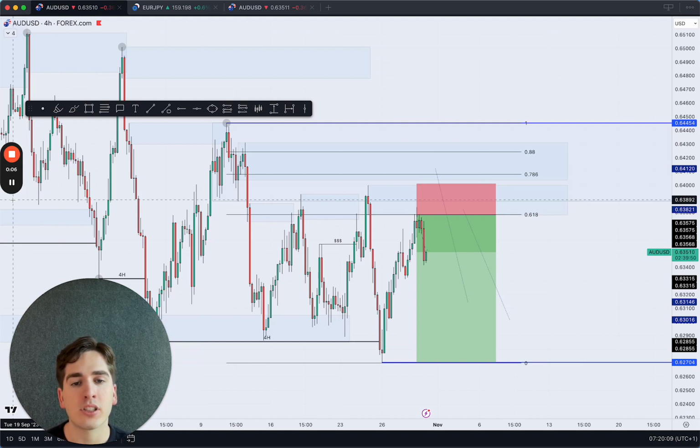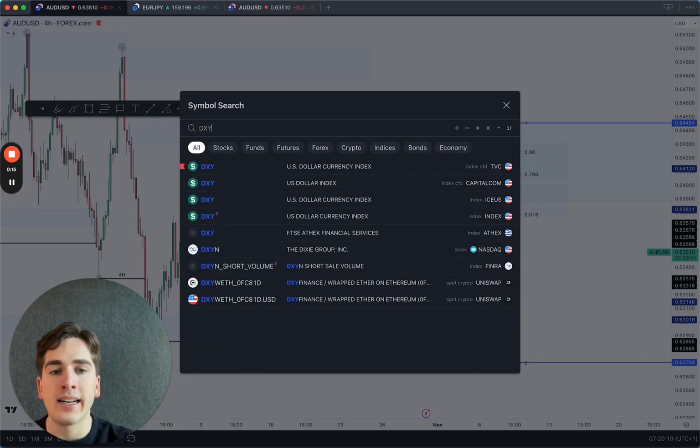Starting off here with Aussie dollar, we can see that we have some potential shorts in hand and that there were some beautiful opportunities yesterday. But before we dive in towards Aussie dollar, let's analyze the dollar index first.